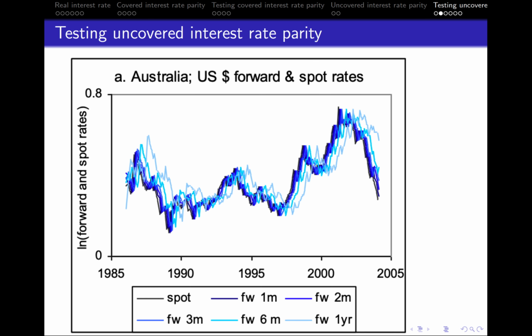Okay, and look, we are doing this one more time for Australia, and what do we see over here? Look, the black line represents spot interest rate, and here we have forward 1 month from now, 2 months from now, 3 months from now, 6 months from now, and 1 year from now. And we see that again they are moving closer and closely together, but as expected, 1 year from now and 6 months from now are generally higher than others, and they actually deviate a lot from the spot exchange rates.